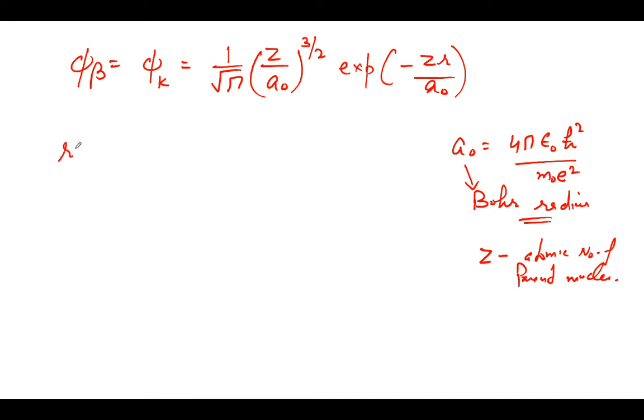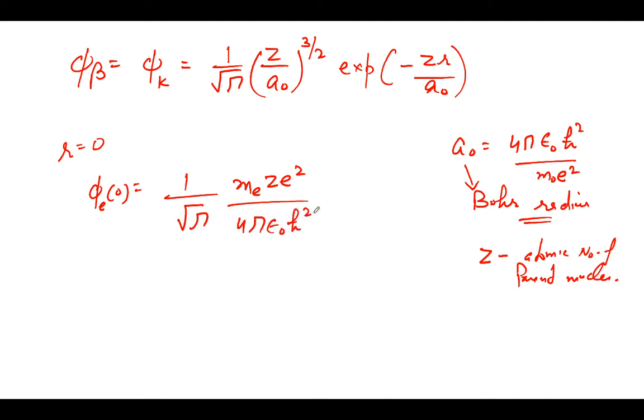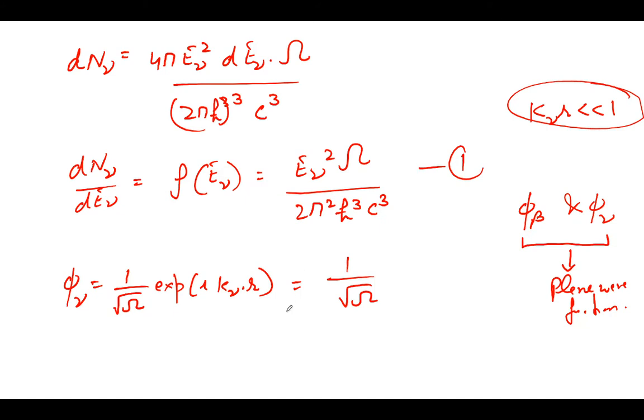So for r equal to 0, since the shell is very, very close to the nucleus in this electron capture process, the value of this phi comes out to be 1 over root pi into m e Z e square over 4 pi epsilon naught h bar square raised to power 3 by 2. So this is our equation number 2.